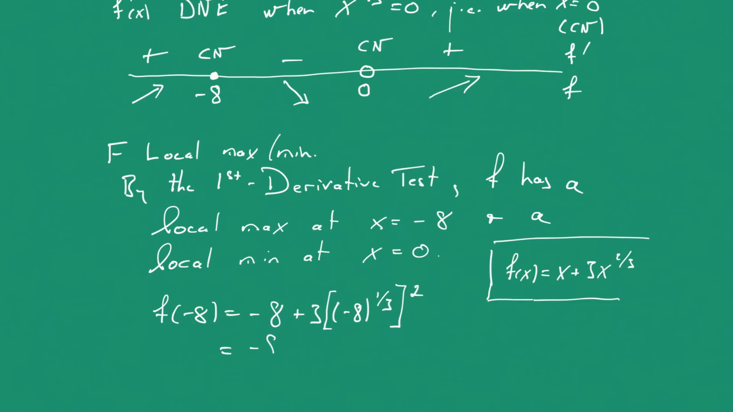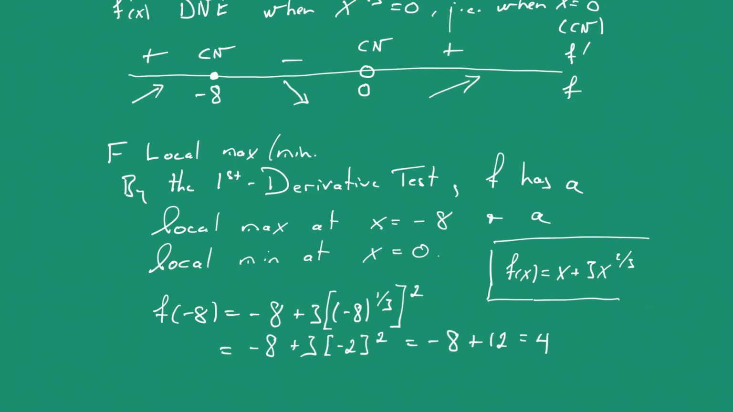And we'll do it like that, because note that minus 8 to the 1/3, well, it's that number which cubed is equal to minus 8. And minus 2 cubed is equal to minus 8. So minus 8 to the 1/3 is minus 2. So we have minus 2 all squared here, which is equal then to minus 8 plus 3 times 4 is 12, which is equal to 4. So that's our local max at x equal to minus 8.